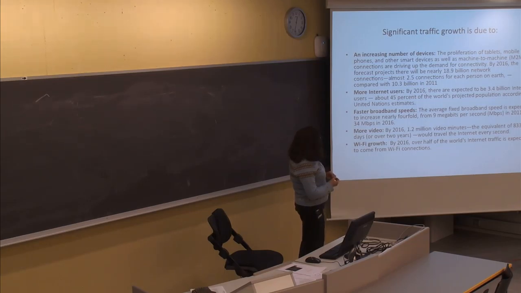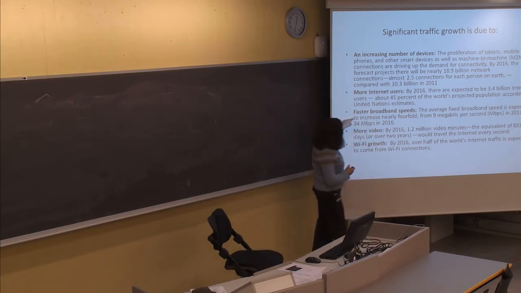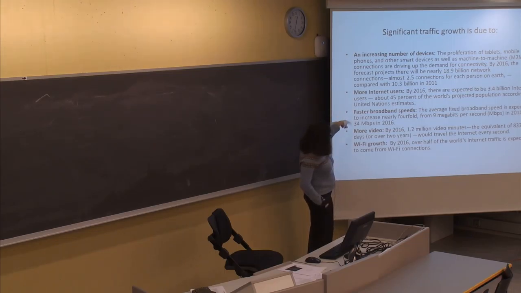More internet users, faster broadband speeds. The average fixed broadband speed is expected to increase nearly fourfold from 9 megabits per second to 34 megabits per second in 2016. I have an application that I will look up today, a little bit later, and see how much my broadband speed is from my phone. I can check this out.